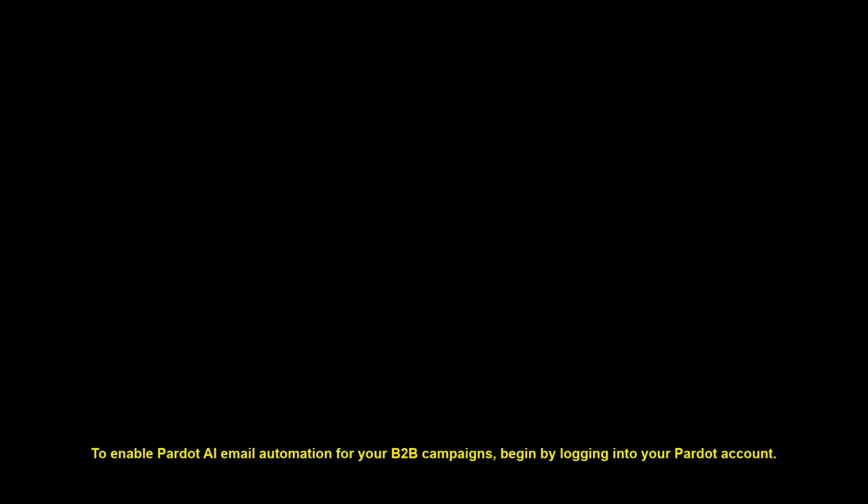To enable Pardot AI email automation for your B2B campaigns, begin by logging into your Pardot account. Navigate to the Marketing tab in the main menu. From the drop-down, select Emails. Click on New Email Template to create a new template for your campaign.